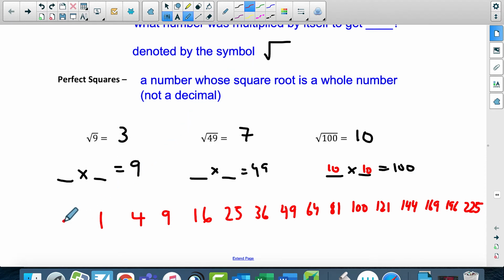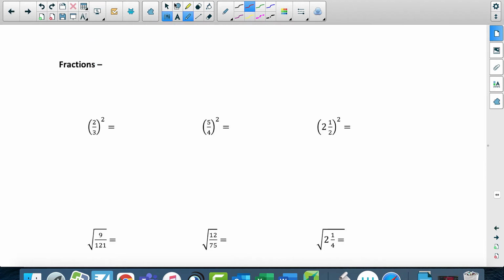What can we also put? 0. 0 times 0 is 0. Okay, so there's the list of the first 16 perfect squares for you. Sorry it's so sloppy. Alright, let's do a few more complicated things.